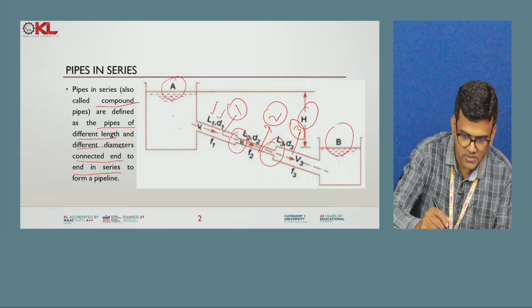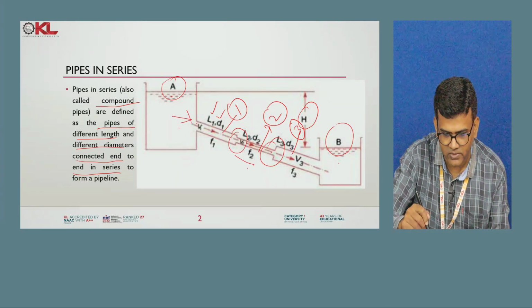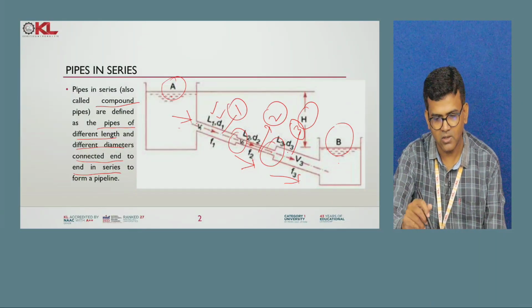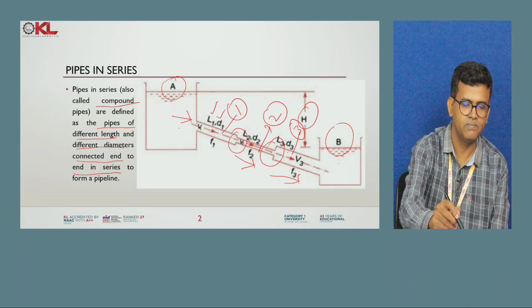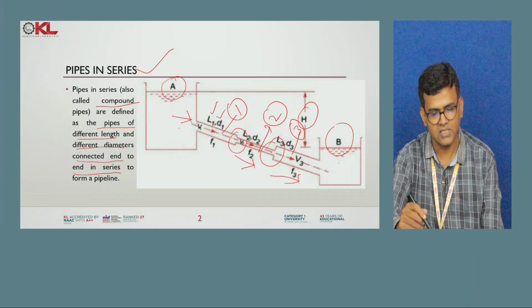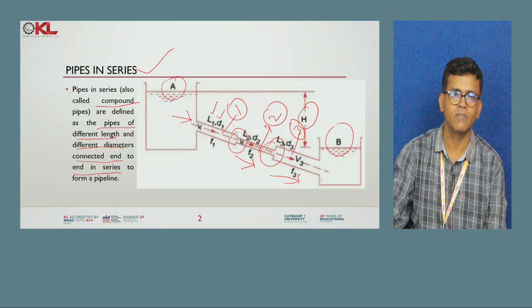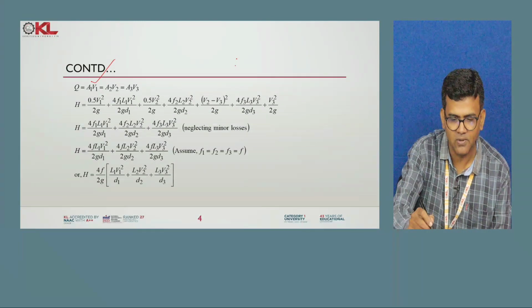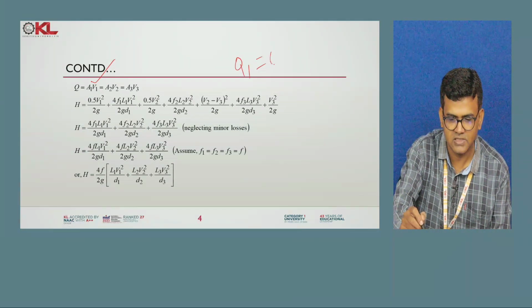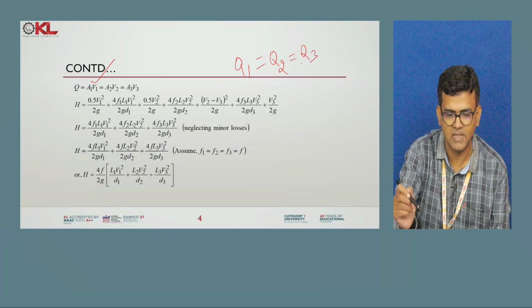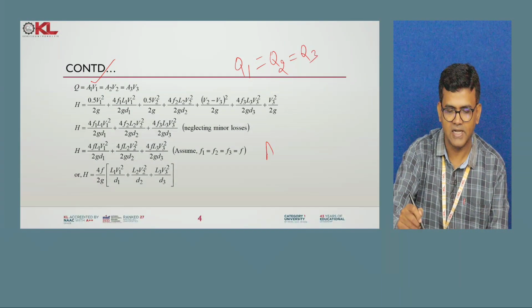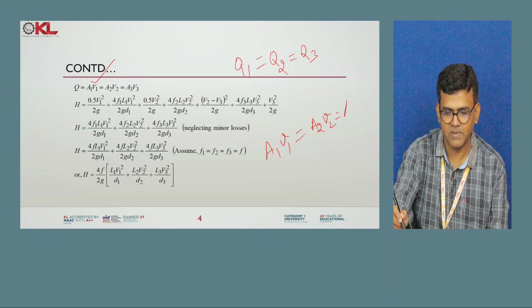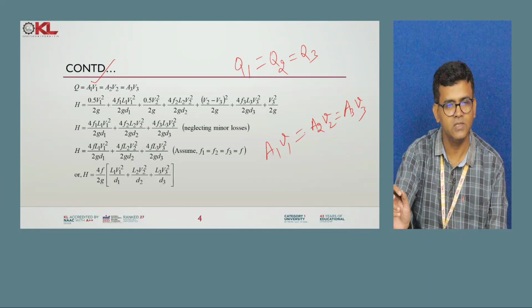That means whatever flow is coming into pipe 1, the same flow will go into pipe 2 and the same flow will go into pipe 3. So the discharge will be the same in all the pipes. This is the characteristic of pipes connected in series. So when the pipes are connected in series, the discharge in pipe 1, Q1, should be equal to the discharge in pipe 2, which should be equal to the discharge in pipe 3. Discharge in pipe 1 we can write as A1 V1, in pipe 2 as A2 V2, and in pipe 3 as A3 V3. So all these three should be equal.